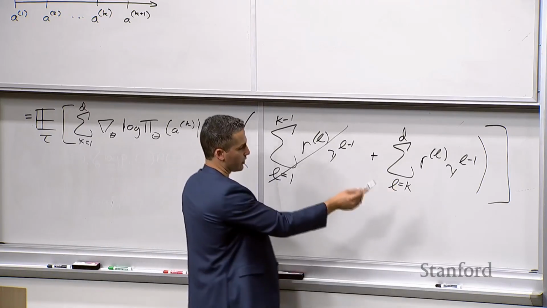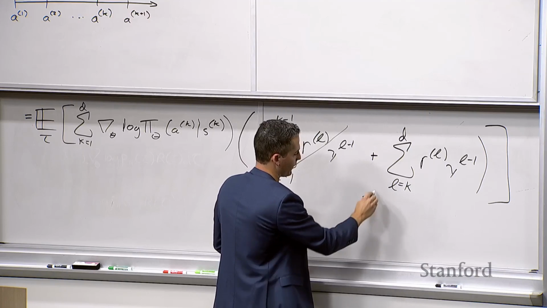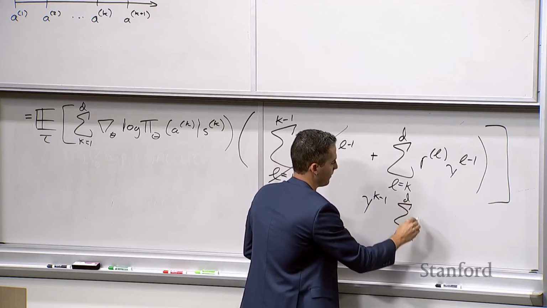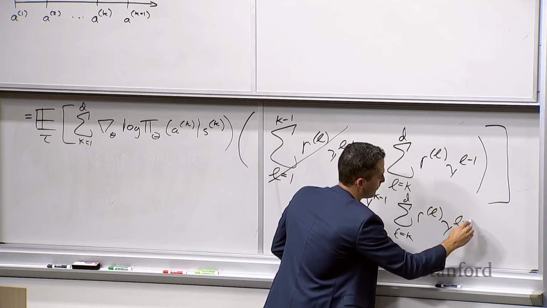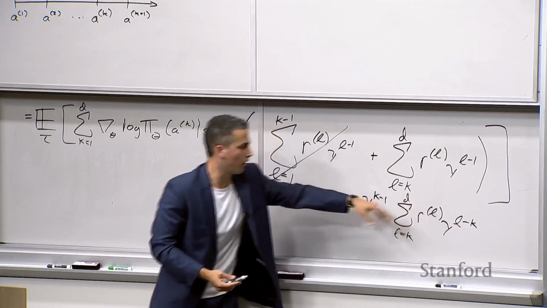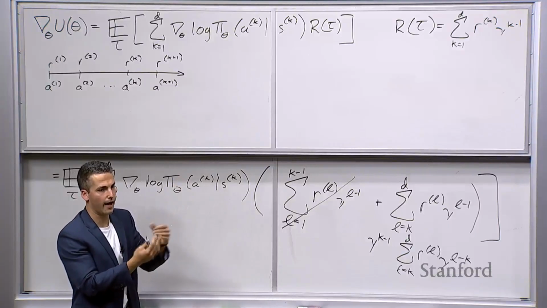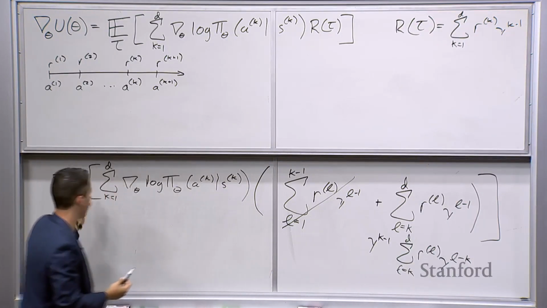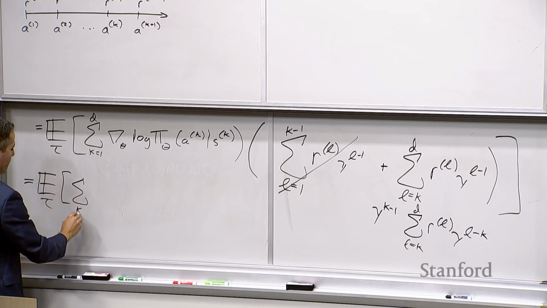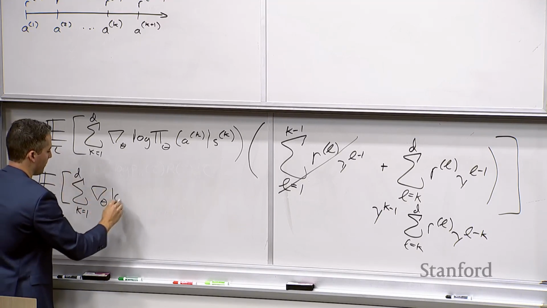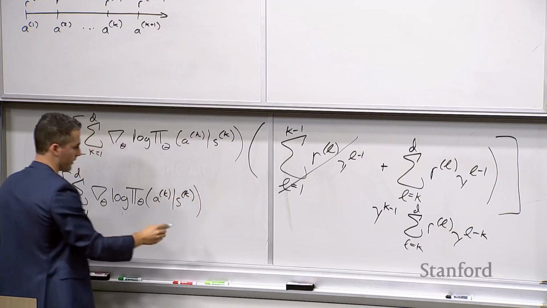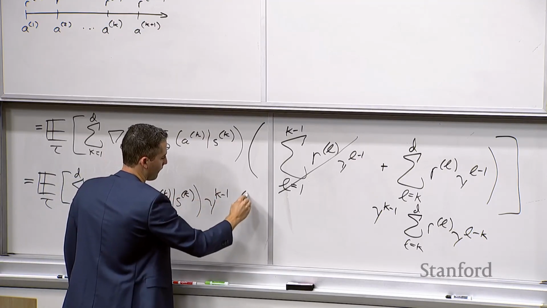Okay? And so we can just rewrite this slightly. If we factor out a gamma to the k minus 1, this is just sort of convention of how it's typically written. This becomes still L equals k to d, r of L. Now it's just gamma to the L minus k. And what this term here is called is the reward to go. So we call this the reward to go. All it is, is correcting for that reward action causality. Okay, so now if we rewrite this whole expression using this reward to go, what we're left with is this. So we still have this sum on the outside, and now it's just gamma to the k minus 1 times r of k to go.